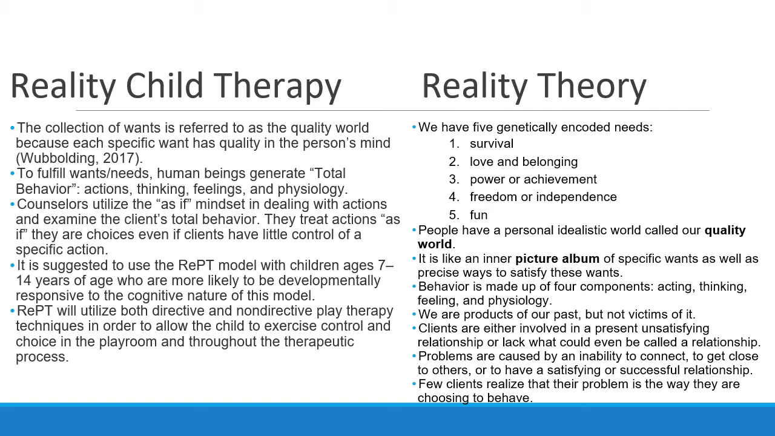And this, I think of kids exactly. Kids don't have a lot of control over many of the things in their life. So that would be an important part of this. It's suggested to use this model with children ages 7 to 14 who are more likely to be developmentally responsive to the cognitive nature of this model. This is a very cognitive model, so you would want to use this with older children.